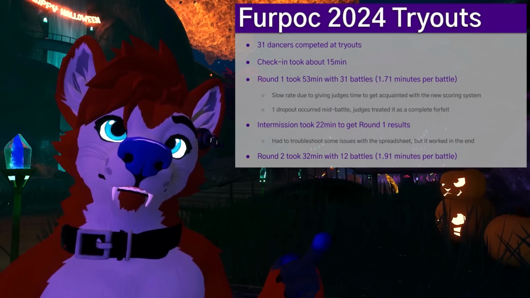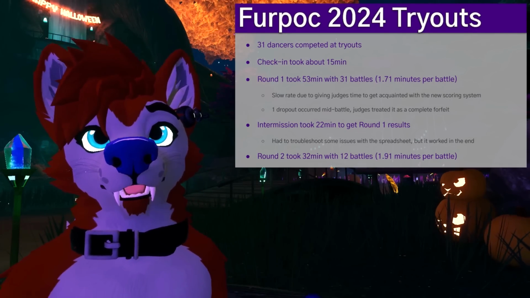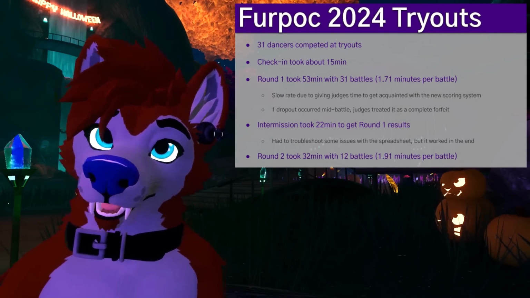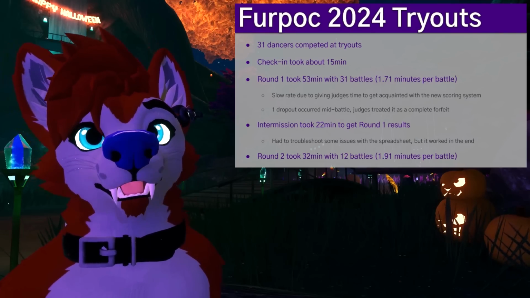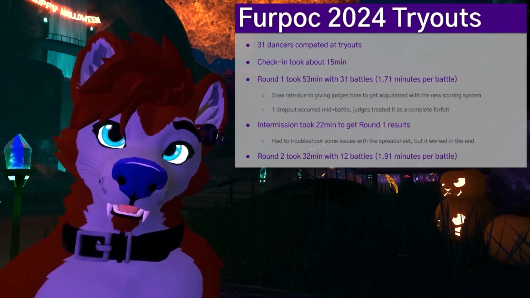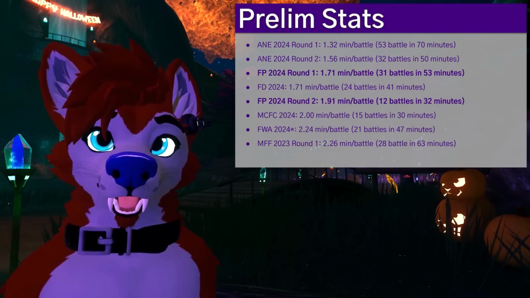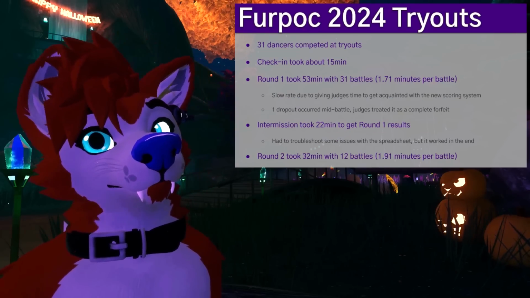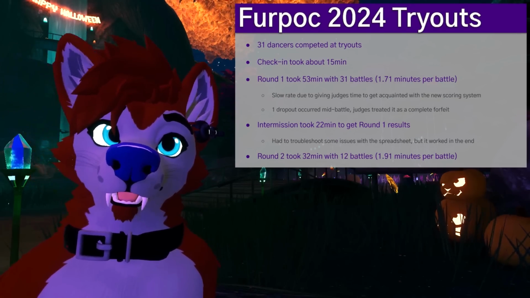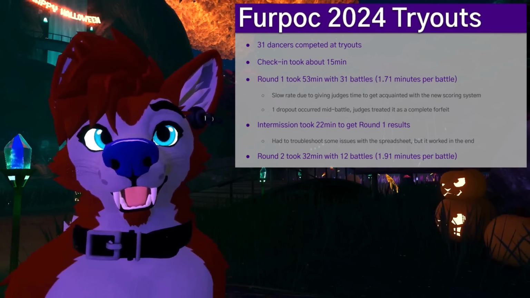Round 1 took 53 minutes over the course of 31 battles, which means it took 1.71 minutes per battle. Though I would like to note that I did give judges time to cast their votes since it's a new judging system, and I believe this is the reason why our rates weren't as high as they could have been. There was one dropout mid-battle, and the judges decided to treat that as a complete forfeit as a solution.